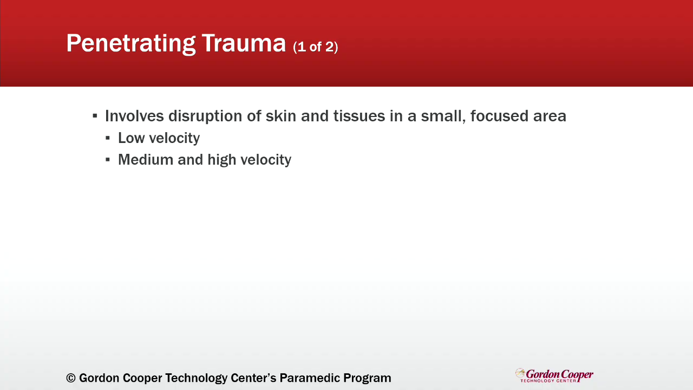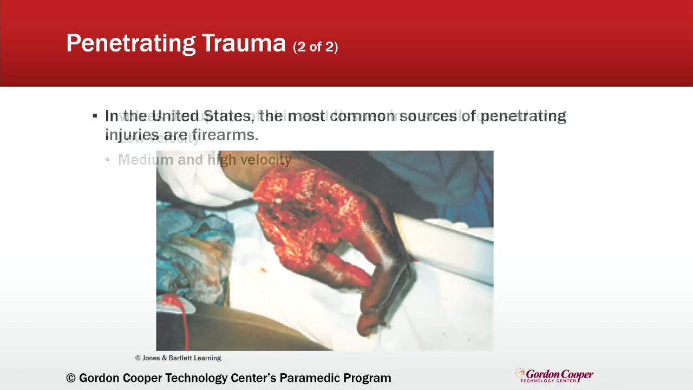Medium velocity is typically handguns. High velocity is typically rifles. Oftentimes people don't realize that a .45 caliber pistol is considered medium velocity, whereas a .30-06 is considered high velocity. Remember, we're talking about the speed that it's traveling.